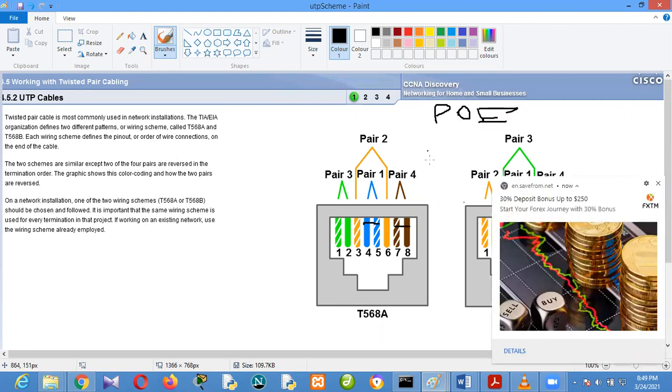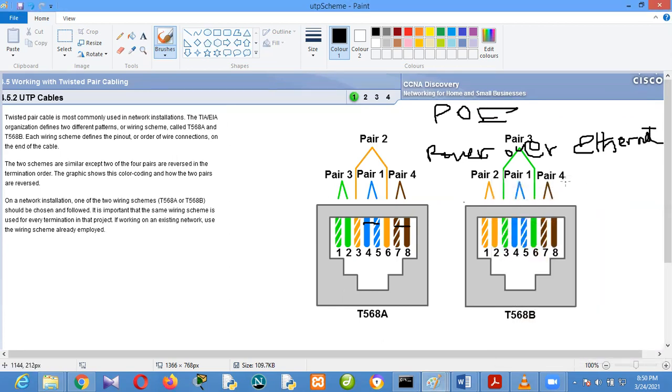Power over Ethernet, as in power over Ethernet. Power over Ethernet. That's the pronunciation. Now, power over Ethernet is just a technology that allows power and data to pass through a cable at the same time.